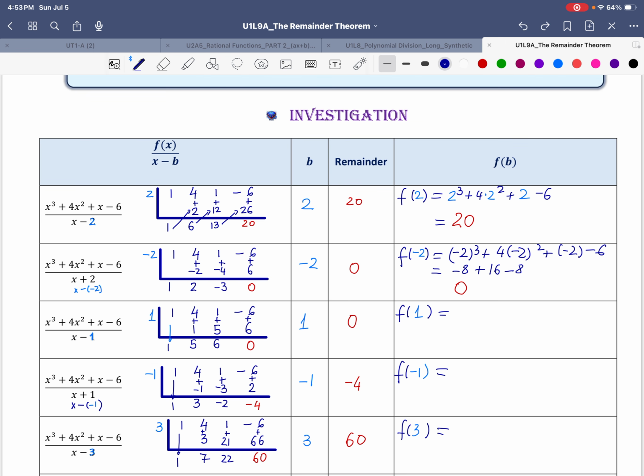I know that we probably don't need to go all the way through, and you probably see and recognize the pattern that the remainder from the division by x minus 2 would be equal to the value of the function at 2. Or in general, we're going to say that if we divide a polynomial function f of x by x minus b, then its remainder would be equal to the value of the function at b. We will finish this investigation just for the fun of it.